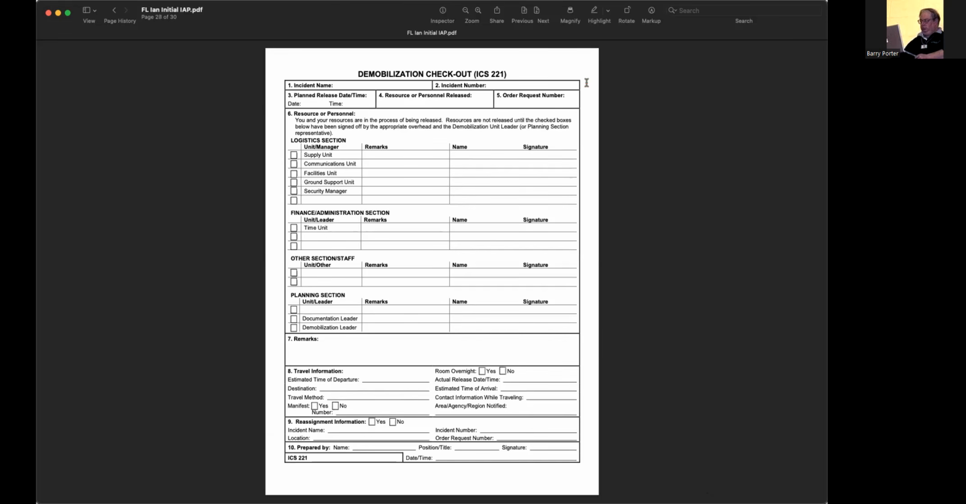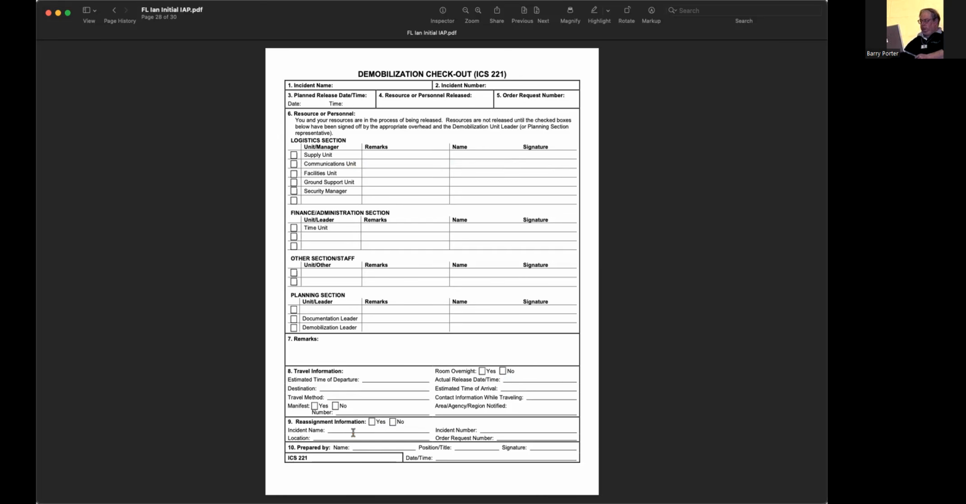And then at the end, remember, we were mobilized, we responded to a specific place. When we are relieved, we demobilize. We have to fill out this ICS 221, which is a demobilization checkout. And it tells you which unit you were with. We would most likely be checking out of the communications unit. You would put the remarks of where you were, your name and signature, that you're being demobilized, and then any travel information that you might need for reimbursement.